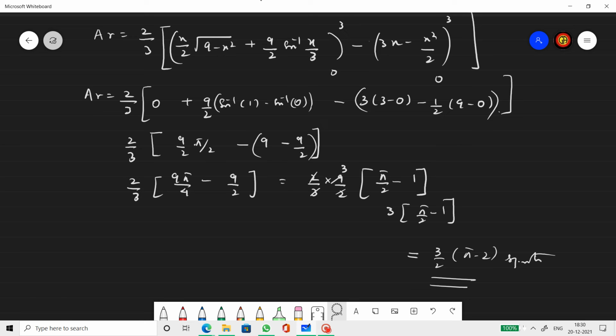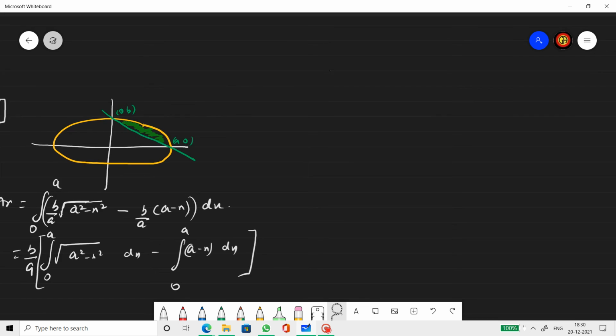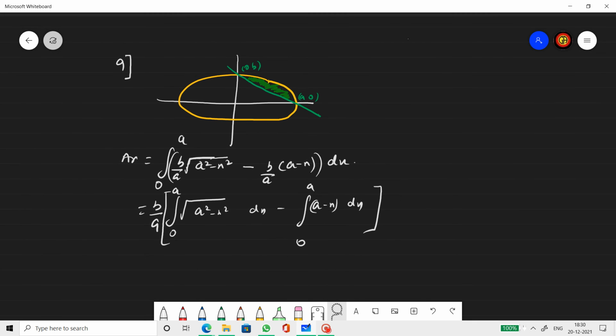Now the next question is just the same, except instead of 9 and 4, it is A and B. Next, the diagram would be the same as the previous one, only the limits differ. For the eighth one, it is 0 to 3, here it is 0 to 8.